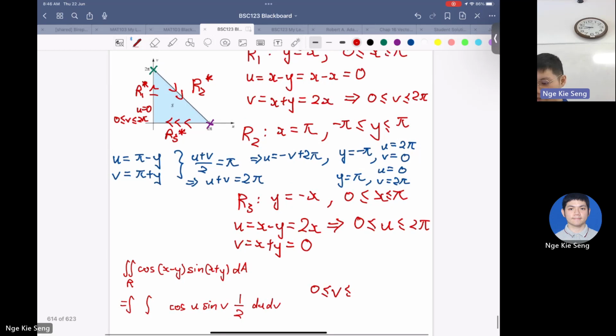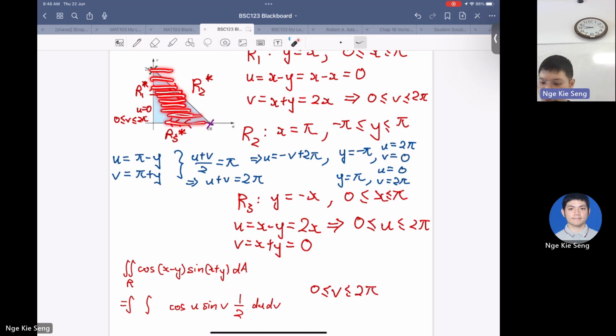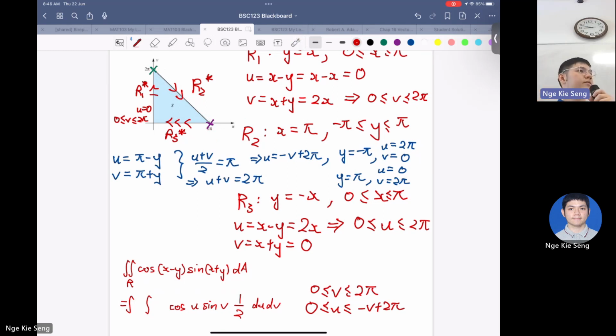From 0 to 2 pi. If I fix my v from 0 to 2 pi, what happens to my u? You can see that u changes at every v. So how does u change? It is bounded below by 0, but bounded above by what? What's this line here? We already determined this line: negative v plus 2 pi. Good. So this is the range you need to integrate.